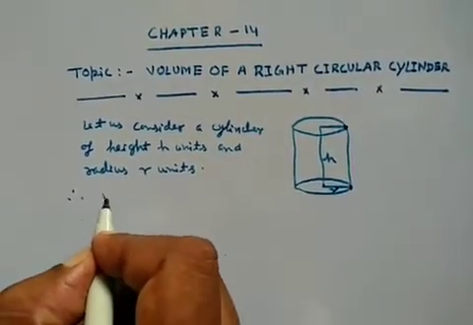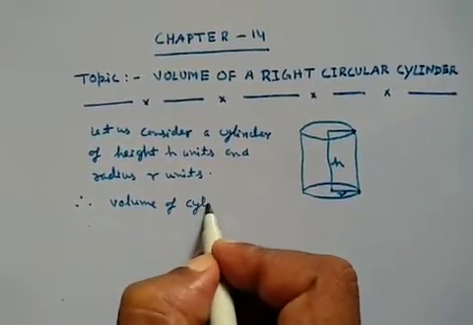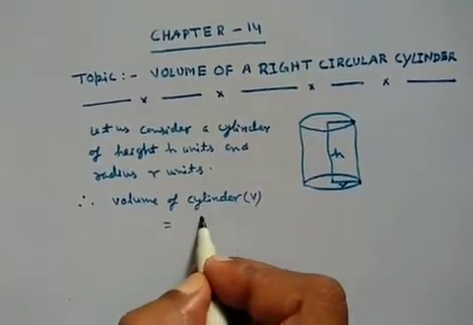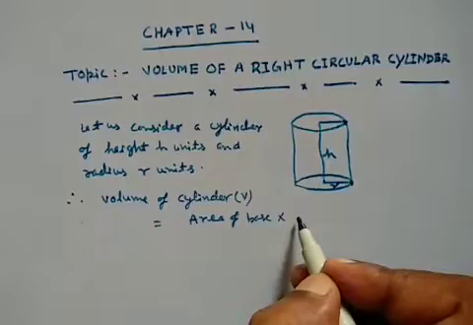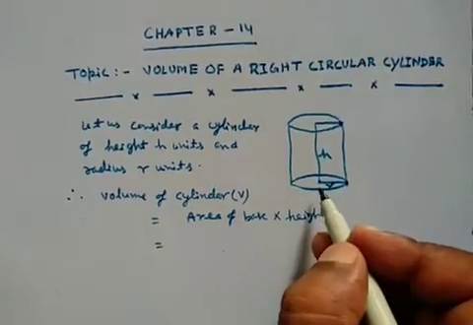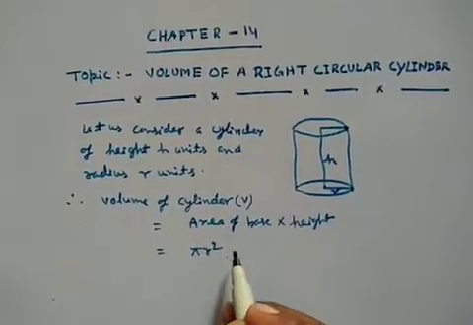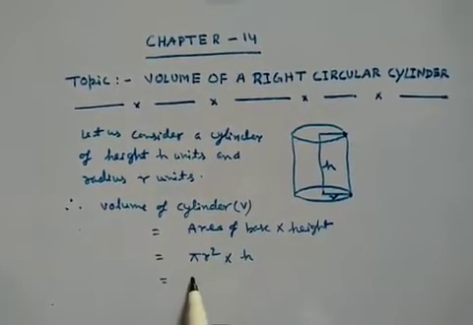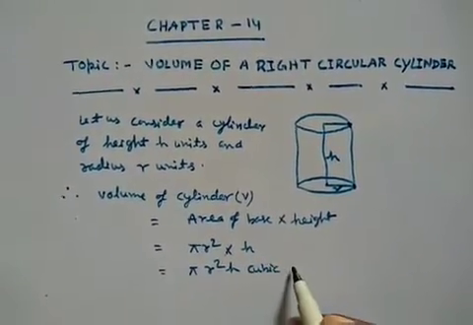So volume of a cylinder V equal to area of base into height. Area of base of cylinder is circular, so area of base is equal to pi r square and height is h, equal to pi r square h cubic unit.